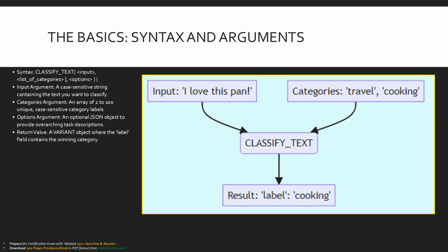Let's walk through a practical syntax example. Our input string is "I love this pan." We pass an array of 2 categories, travel and cooking. The function evaluates the semantic meaning of the word pan, recognizes it belongs to the culinary domain, and outputs a JSON object with the label cooking. You can embed this exact logic in a select statement to categorize millions of rows in seconds.